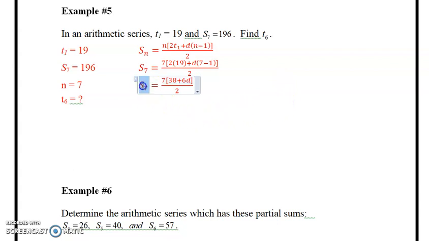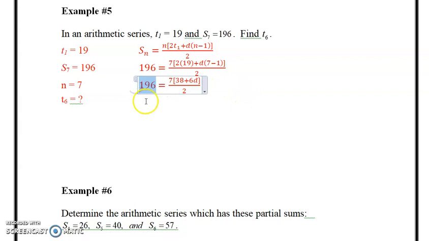And again, we can put in the 196, right? Because we know that the sum of the 7 terms is 196. Could have done that above. I guess maybe I should have. It doesn't matter. I noticed it there. And now we just solve. So I'm going to multiply both sides by 2 to get rid of that 2 in the denominator. So multiplying both sides by 2, we end up with 392.